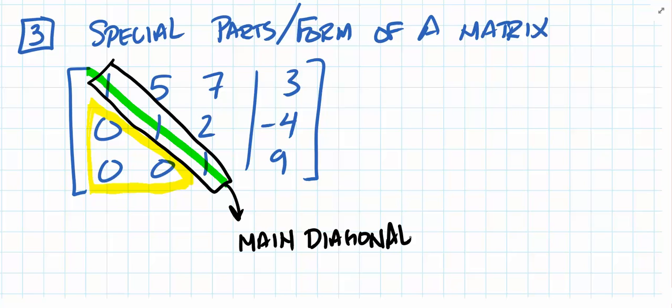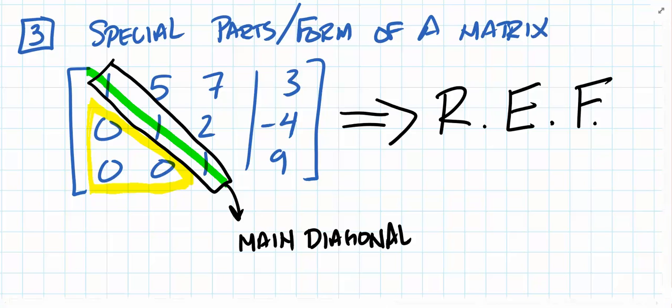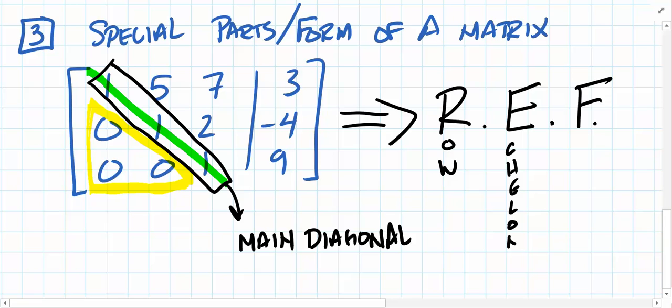Well, if there are 1s in the main diagonal, and there are zeros in the lower golden triangular region, like I have here, this is a certain form of a matrix. And this form is called REF. Do you remember what REF stands for? Okay, I'll tell you. It stands for row echelon form, named after the person who figured it out. Row echelon form is very, very nice, because now it tells me right away that the z value is worth 9.